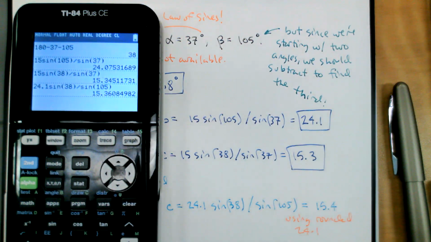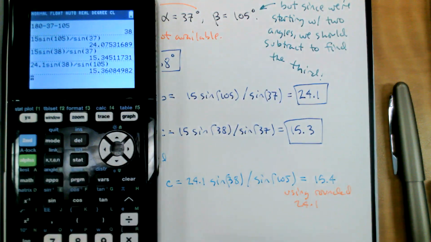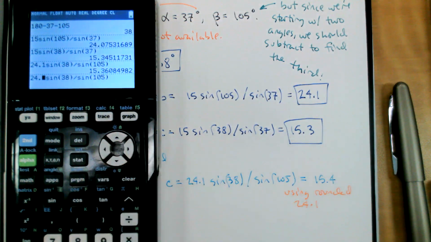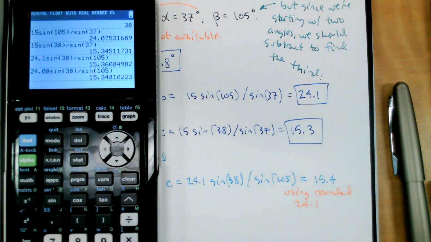If we use more digits, so 24.075, if we just use one more decimal place, then it'll round in the right direction.